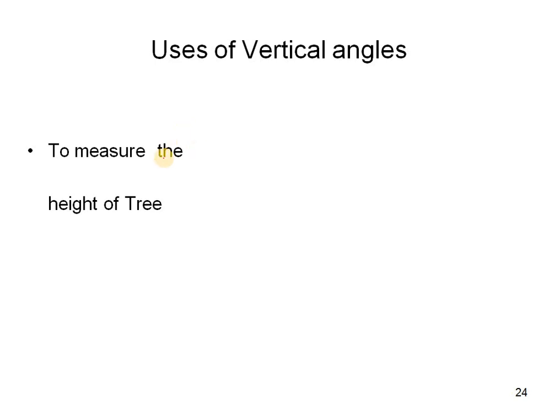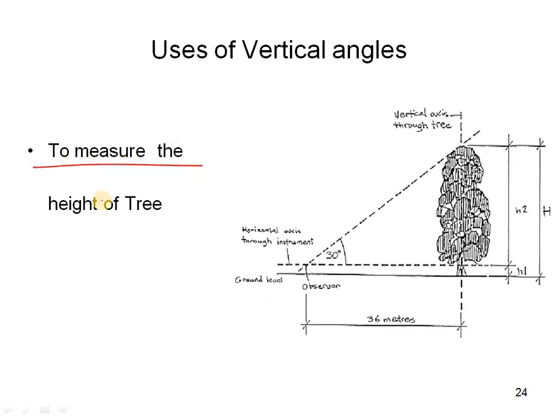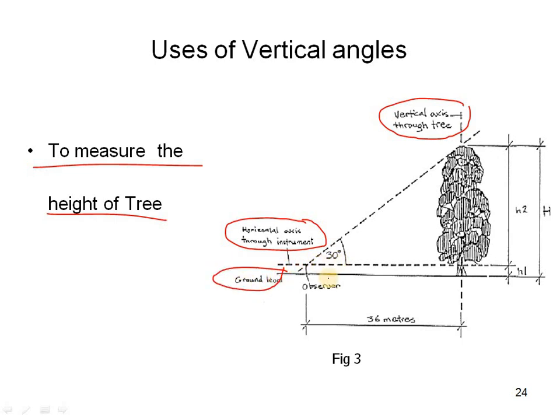Now, the uses of vertical angles to measure the height of a tree. We can measure the height of a tree also. You can observe here, this is the horizontal axis through the instrument, and the vertical axis through the tree. You can see this is our ground level. From here, the one holding the instrument is called the observer. The observer sees in this direction to the top of the tree, and we got the angle as 30 degrees.